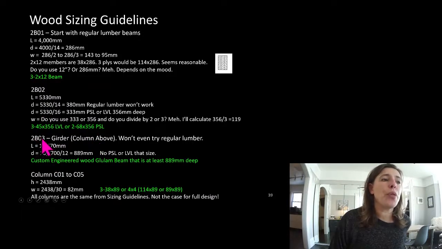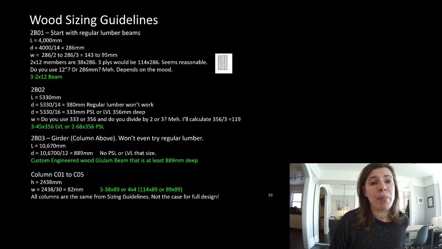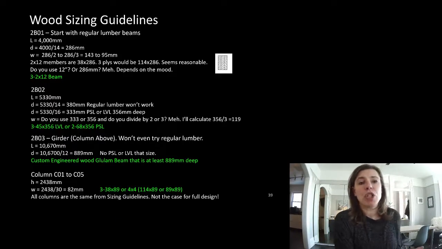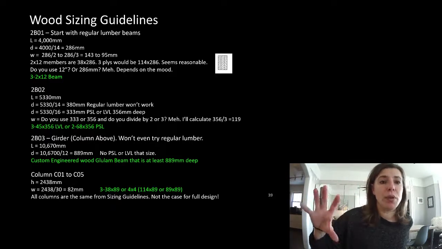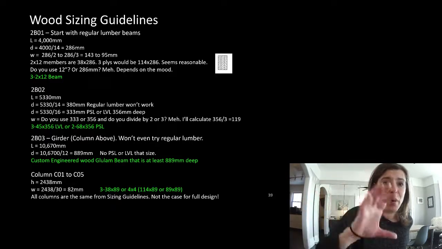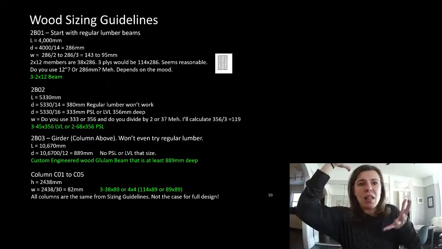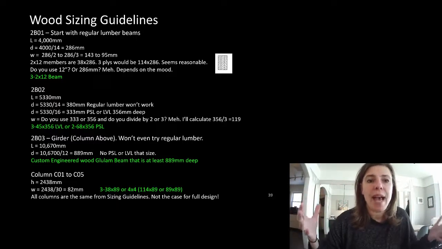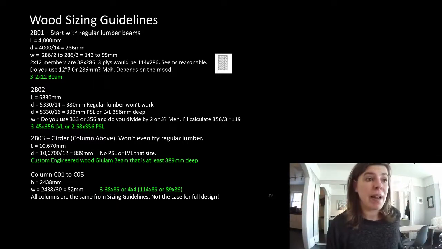Now 2B03. Now we know this is going to be a girder because there's a column above on it. It is doing above and beyond the normal job of just a beam. So we're going to make sure that we give ourselves lots of room for a big member to go in there. We want something with lots of space because we're going to have something heavily designed right there.